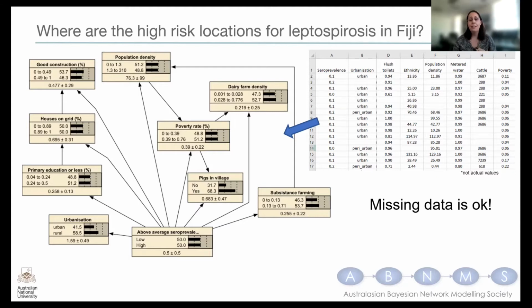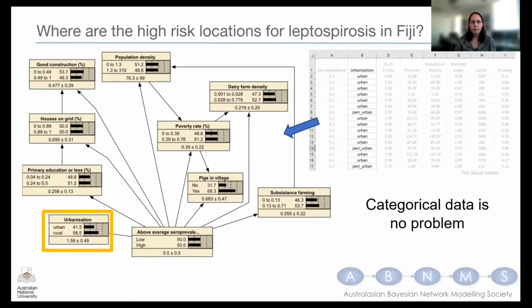And this is a really nice thing about Bayesian networks. They're great for field data where you tend to have missing values. Lots of things go wrong in the field. Sometimes you don't get all the results that you want, or mishaps occur. And Bayesian networks are cool with that. It's fine. You can just work out the probabilities with what you've got. As a side note, categorical data is also no problem for a Bayesian network. Here you can see where we have urban or peri-urban. It's no problem. We just use those categories to make the states of our Bayesian networks.